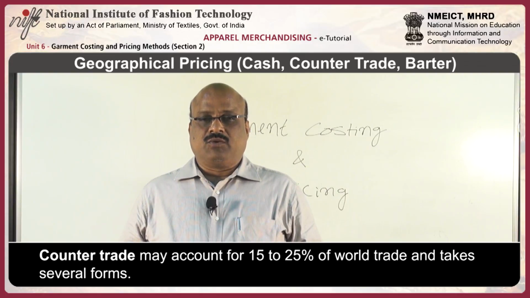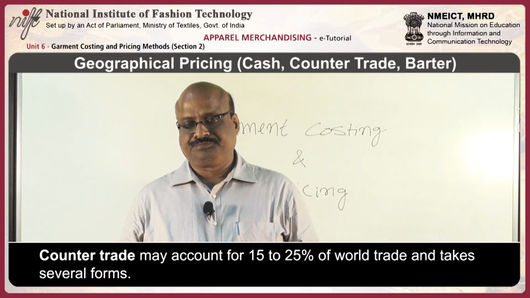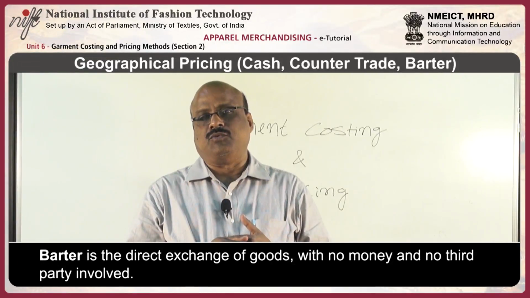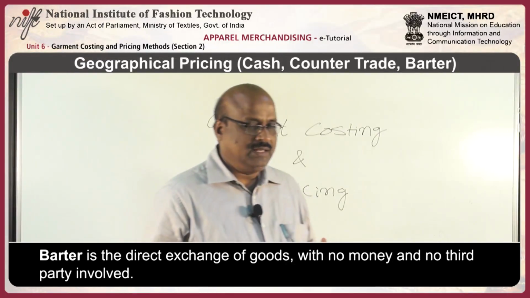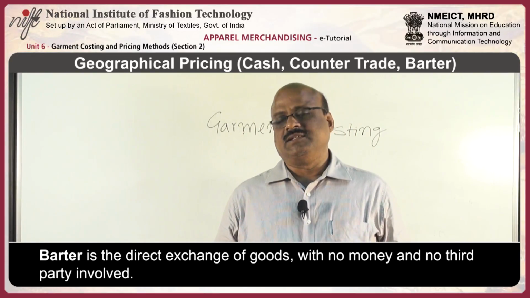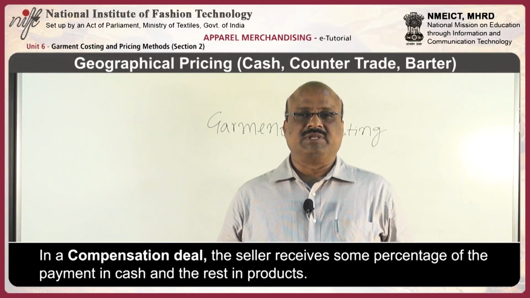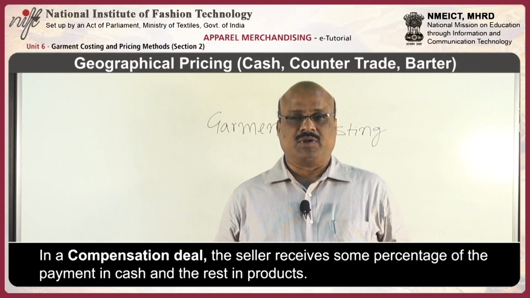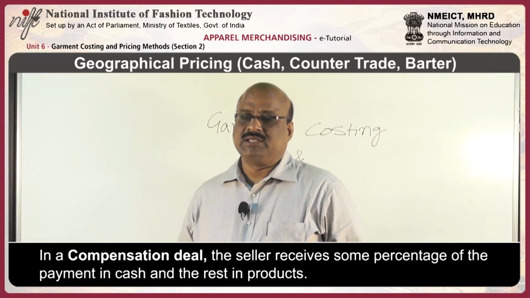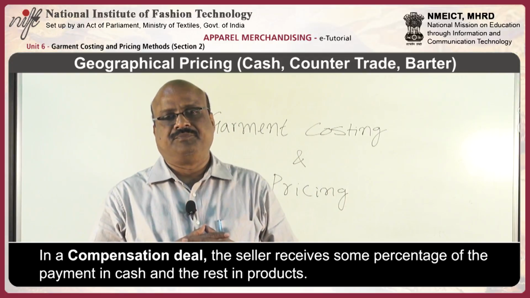Counter trade may account for 15 to 25% of world trade and takes several forms. Barter is the direct exchange of goods. Barter means directly exchanging goods for goods. There is no money, no third party involved. In a compensation deal, the seller receives some percentage of the payment in cash and the rest is in products.